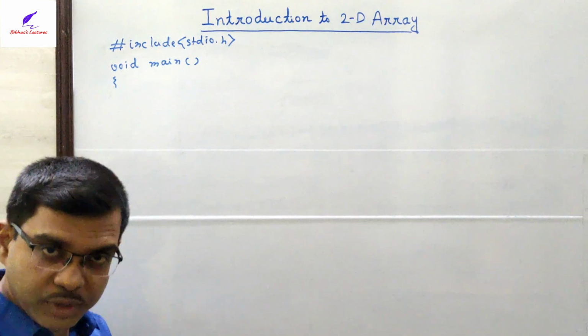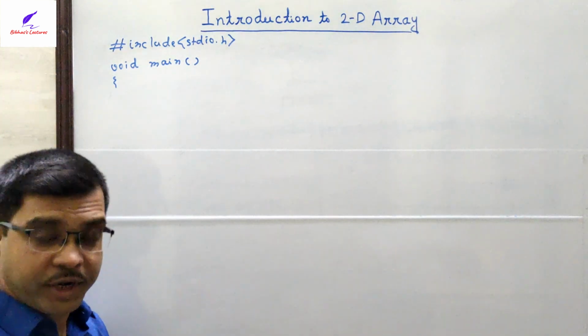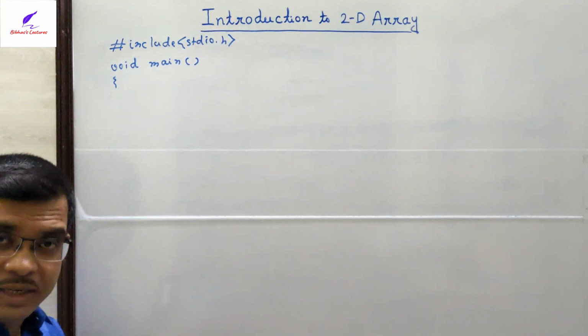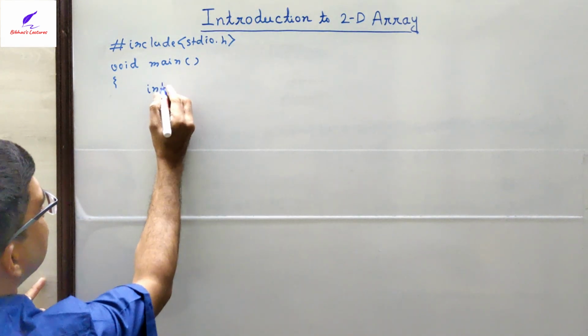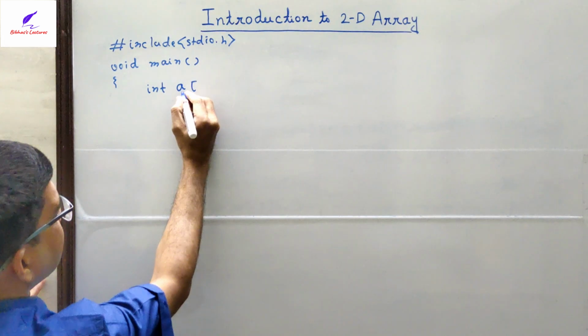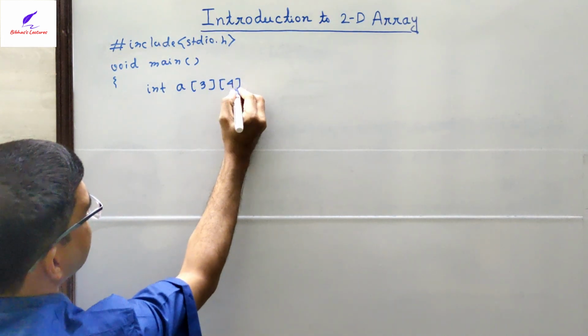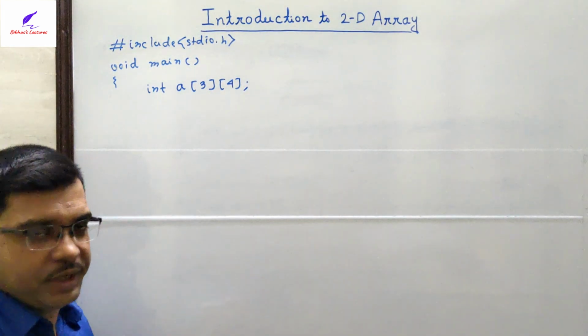That means when this main function gets called, it will not return anything. Void means it will not return anything. So first, we have to declare the 2D array. We are declaring a 2D integer array. The name of the array is A, and it is of integer type. Suppose it contains 3 rows and 4 columns, so this 2D array will contain 12 elements.